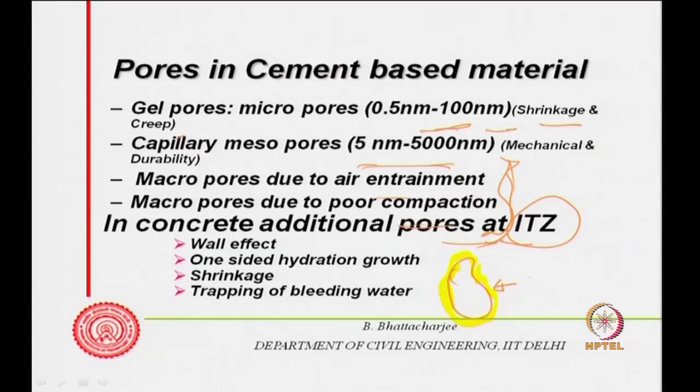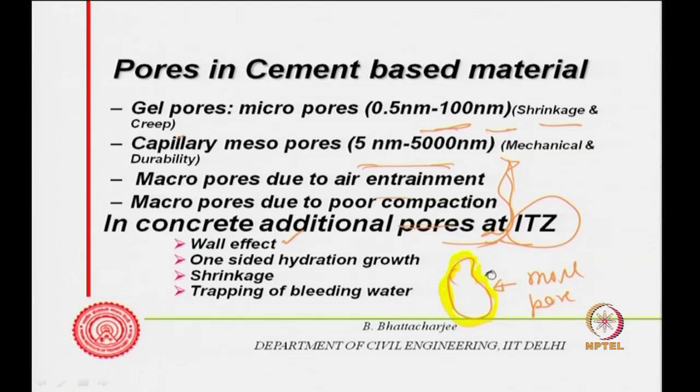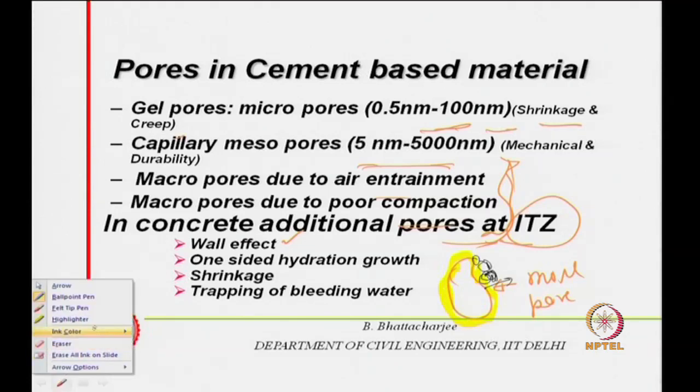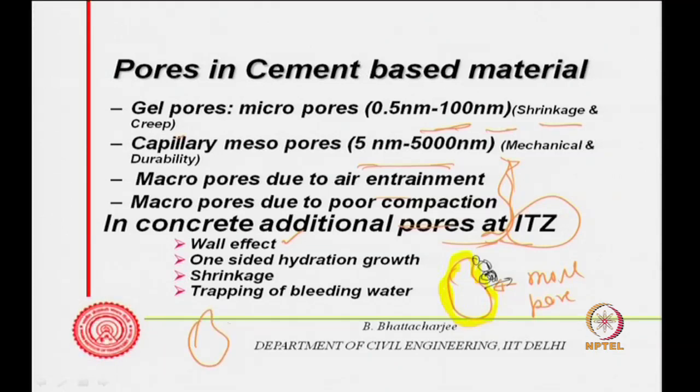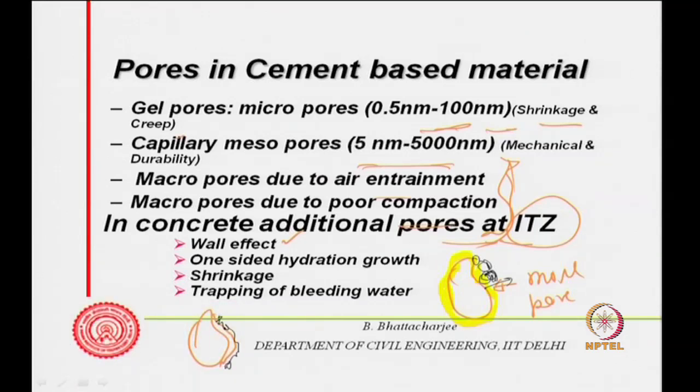So, there is more porosity, more pores, because of the wall effect. Hydration growth will take place from the cement particle. If I have a cement particle here, the packing will not be very good, and hydration will take place more along this direction, very little along this direction. Shrinkage will occur there. So, even before any load has been applied, you might have some sort of fissure existing here. Therefore, you will have fissures or plate like pores existing there.